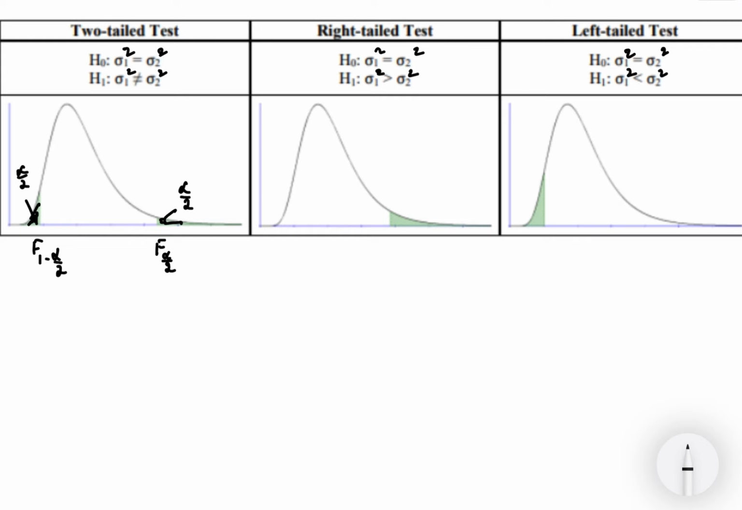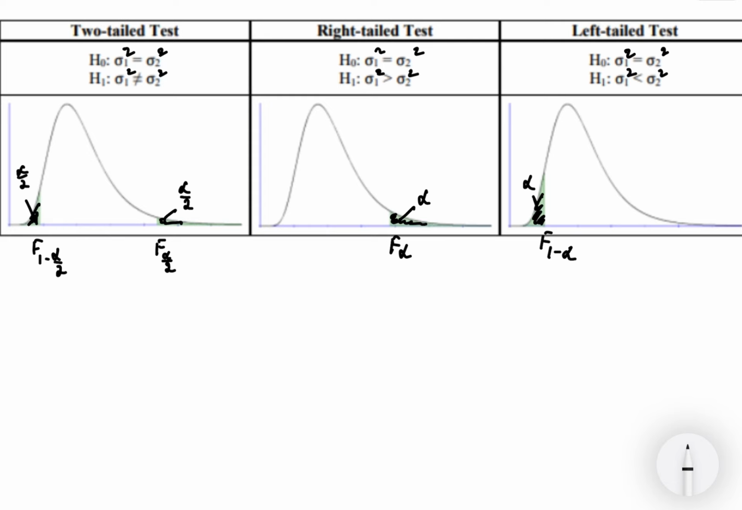Whereas for a right-tailed test, the critical region lies on the right side of the critical value F alpha, that is alpha percentage of the scores lie above F alpha, and for the left-tailed test, the critical region lies on the left tail, that is anything below F of 1 minus alpha constitutes alpha percentage of scores of the F distribution.